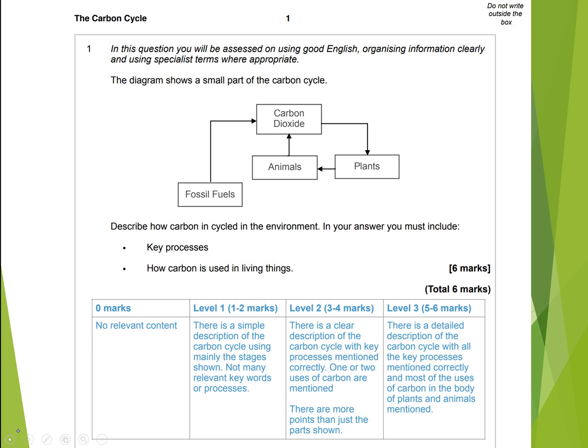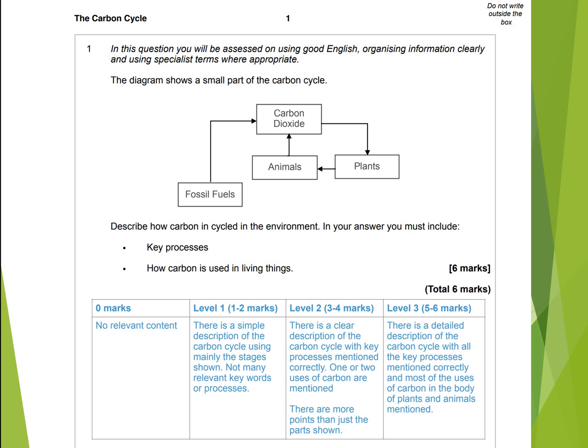And if there are more points than just the parts shown, Level 3, to get the maximum marks, it's a detailed description with all the key processes mentioned and most of the uses of the carbon in the body of plants and animals mentioned. We'd also be expecting at this high level to see almost virtually no mistakes, spelling, punctuation, grammar to be perfect. Level 2, you might have a couple of spelling mistakes, you might have forgotten to put some capital letters, but you're starting to get the idea of a clear description.